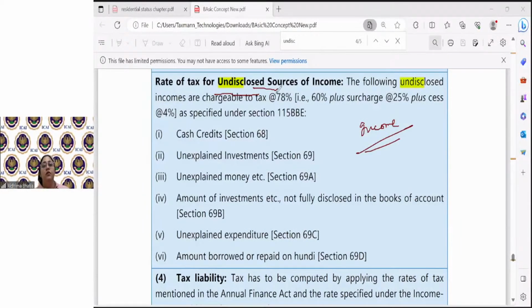If you are doing anything which is an undisclosed source, they treat it as income, and on that income, irrespective of whatever the tax rates are, they apply tax at the rate of 78%. Because they say something is fishy, you hid it, you misrepresented, you concealed it, so they make that income pay tax at 78%.